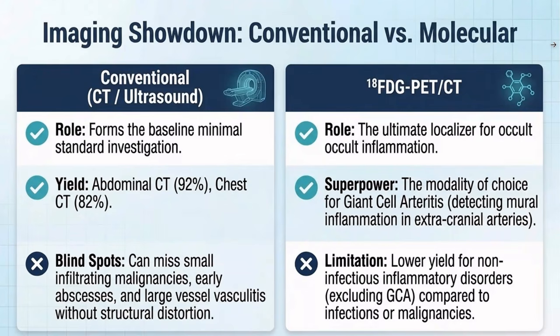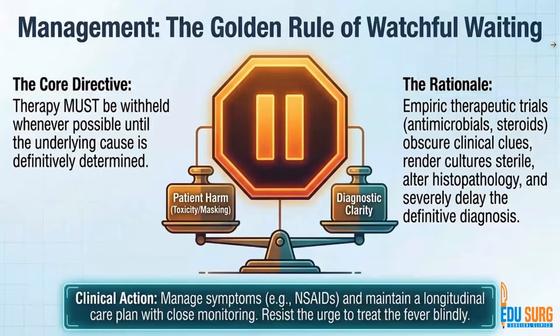So, like I said, history, examination, clues, assess the clues, rule out the common pathologies, then do the minimal standard investigations, including the bloods, microbiology, and imaging. If all of this is not giving an answer, then PET scan is your next answer. Remember that the important point is to manage symptoms and maintain a longitudinal care plan. Therapy must be withheld as long as possible till you get the cause. An empirical trial is done in only specific areas.